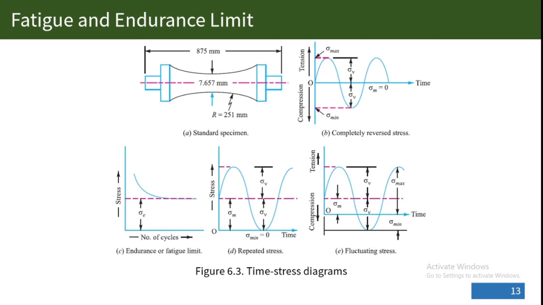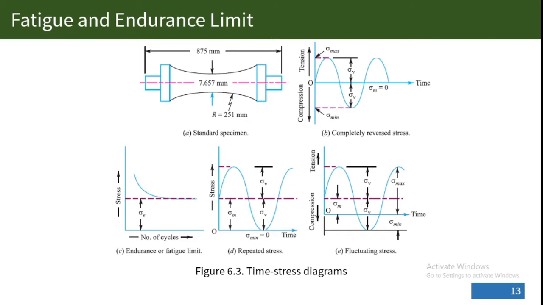So we have seen that when a machine member is subjected to a completely reversed stress, the maximum stress in tension is equal to the maximum stress in compression as shown in figure 6.3b. So we can see here that there are the same values when we look into the maximum and minimum values of the stress, whether in tension or in compression.